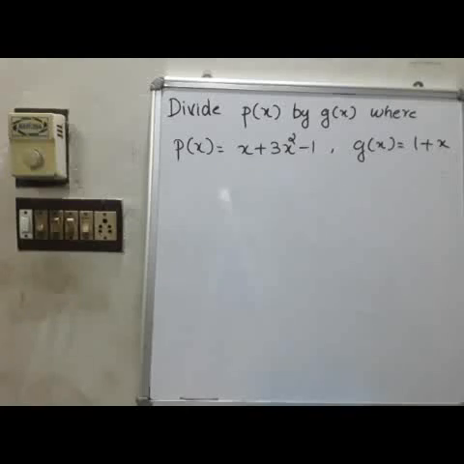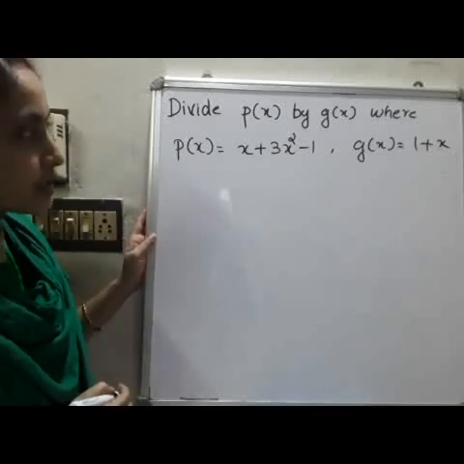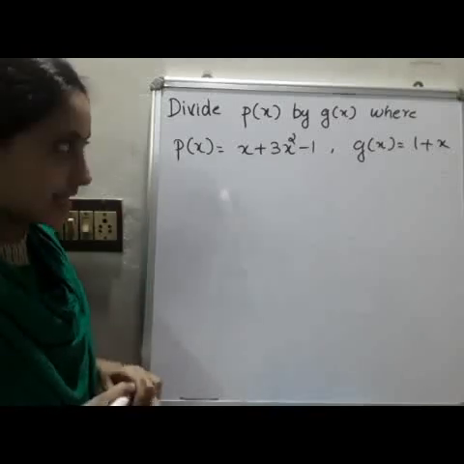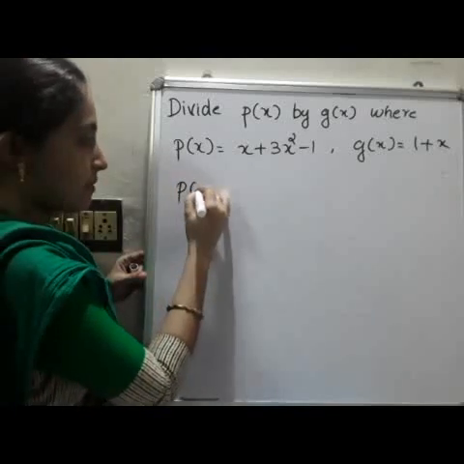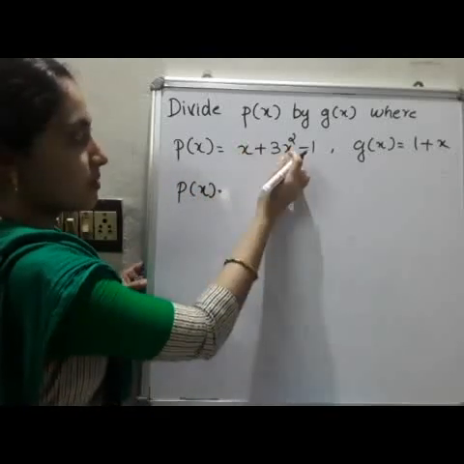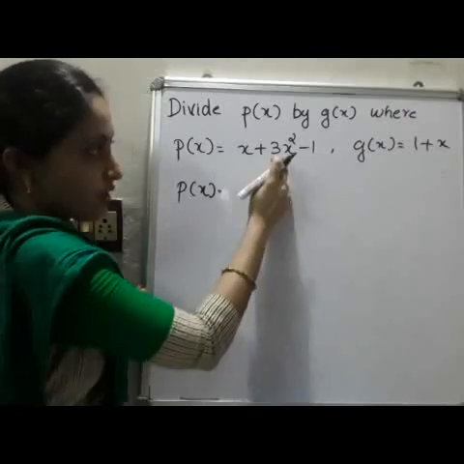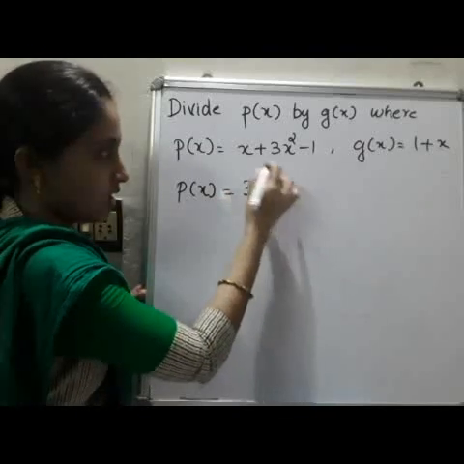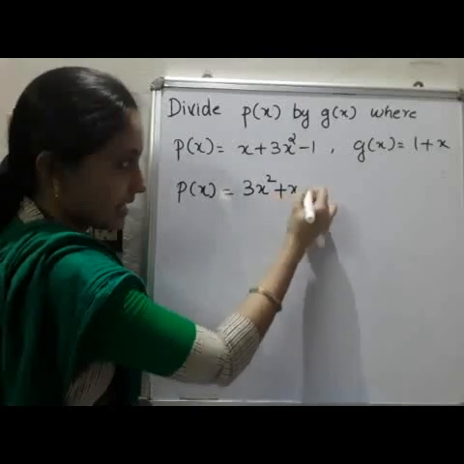Next one is divide p(x) by g(x), where p(x) is equal to x plus 3x² minus 1 and g(x) is equal to 1 plus x. Here while you are working, all are in disorder. That is p(x) can be written as, here power is 1, here power is 2 like this. But we already said that it should be in decreasing order. So first you have to write this. That is p(x) is equal to 3x². Then here sign is what? Before this x sign is positive. So plus x minus 1.